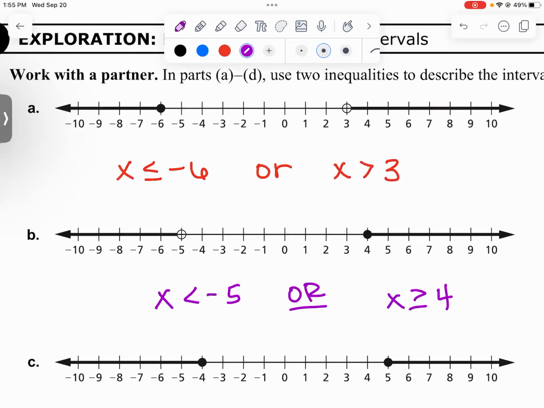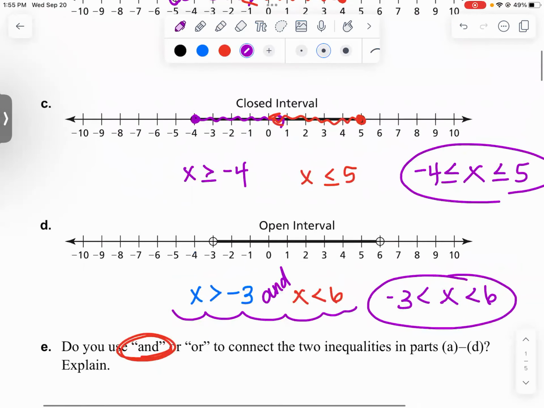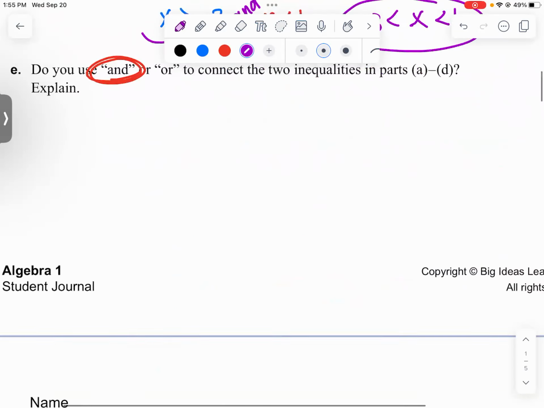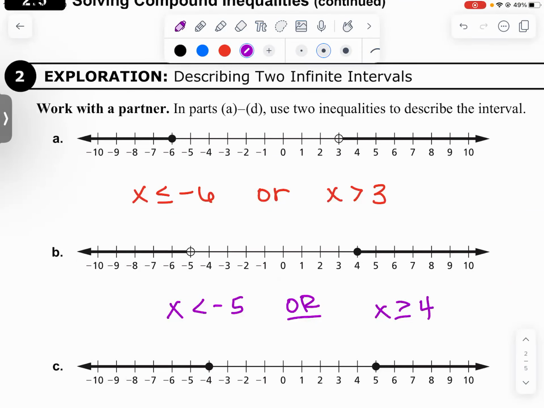Okay, so I think the most important thing that we can talk about here is that with our and statements, if we have a solution, it has to be true for both inequalities. Okay, it has to be greater than -3 and it has to be X is less than 6. But if we have a solution with one of these, it's either one or the other. Okay? It's not going to be both at the same time.